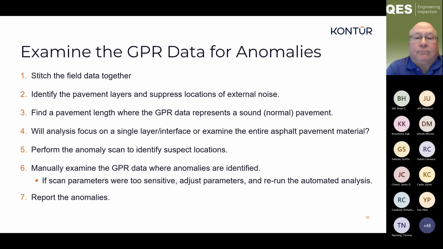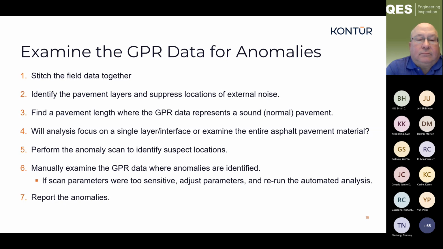As far as the steps for identifying the anomalies, this is a fairly basic set of things. First, you have to stitch all the field data together. You identify those pavement layers, and you try to suppress some of the external noises that might occur along the length of the pavement, particularly from cell towers and things. You establish a section of pavement that you think is a good sound pavement, and you define that as your normal pavement. Then you ask yourself a question: am I going to try to focus on a specific layer, or do I want to look at the entire asphalt pavement itself?